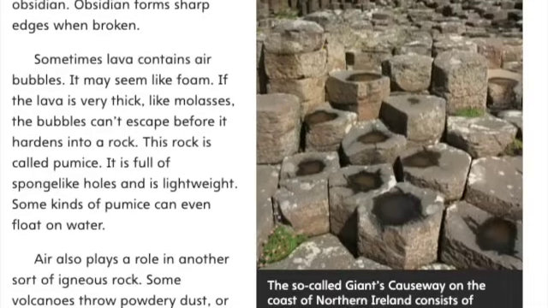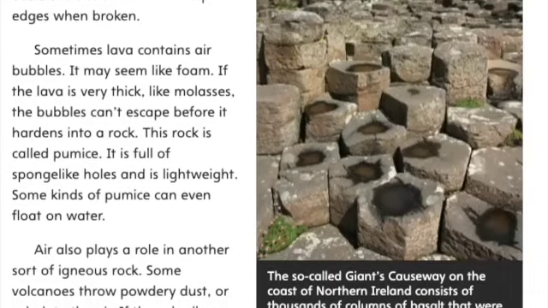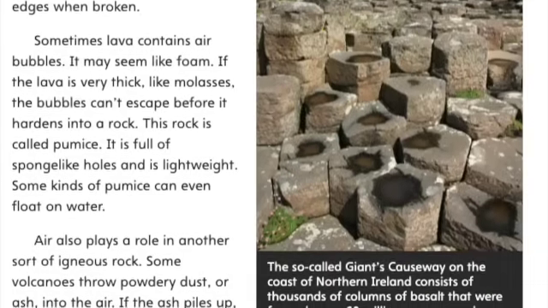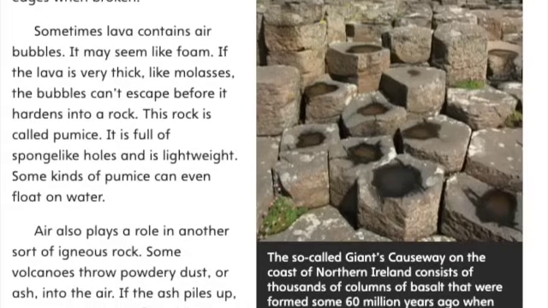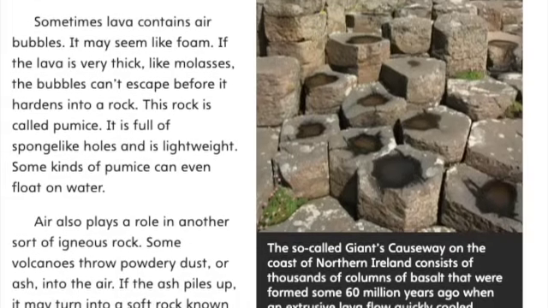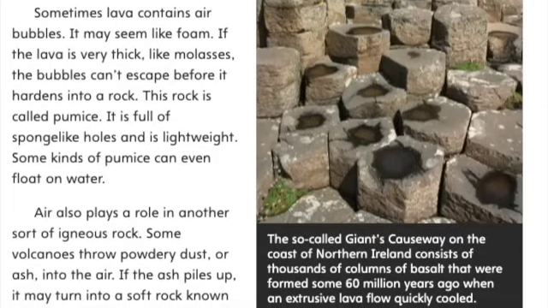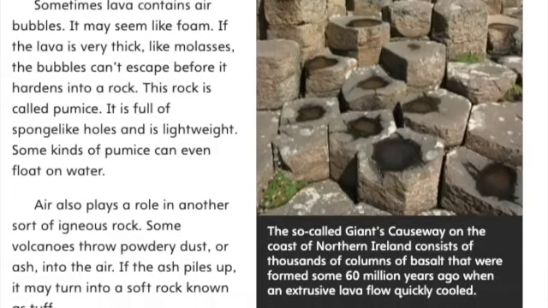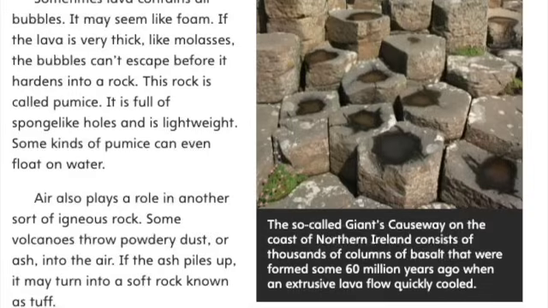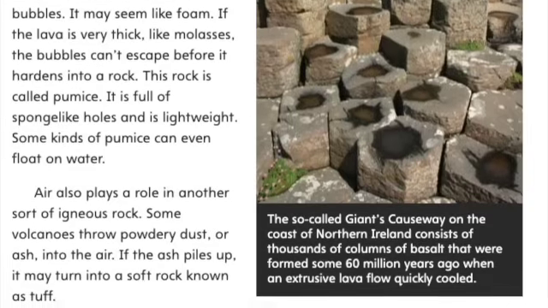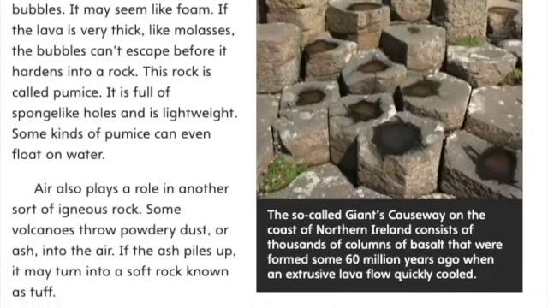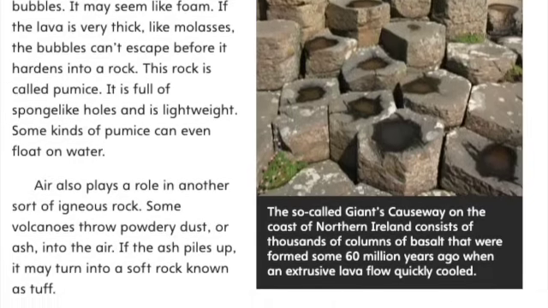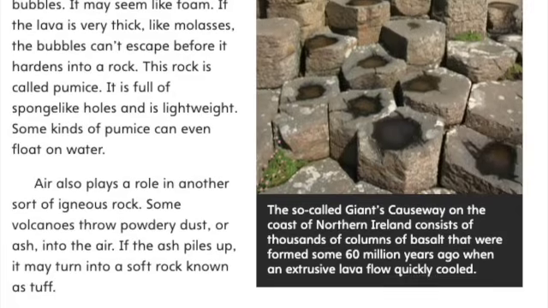Air also plays a role in another sort of igneous rock. Some volcanoes throw powdery dust or ash into the air. If the ash piles up, it may turn into a soft rock known as tuff. The so-called Giant's Causeway on the coast of Northern Ireland consists of thousands of columns of basalt that were formed some 60 million years ago when an extrusive lava flow quickly cooled.